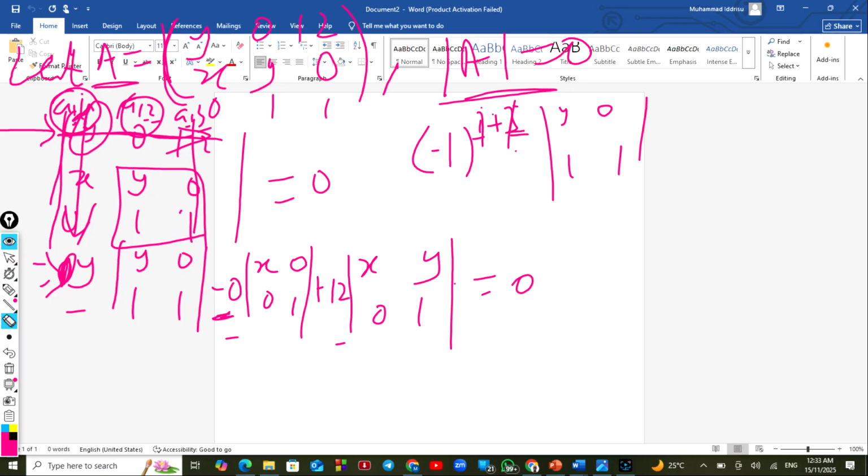So from the cofactors we move to finding the determinant. With your cofactors you can now find the determinant by multiplying the entry by its cofactor. So y multiplying the cofactor, which is just the positive part, y, 0, 1, 1, and then minus 0 times this. You can find the determinant of this.